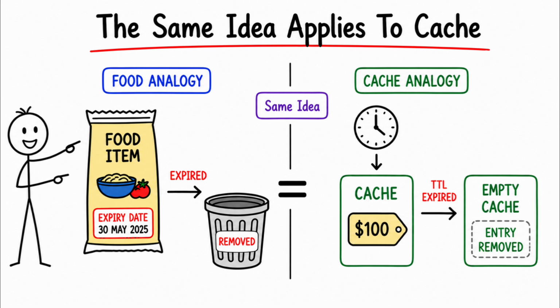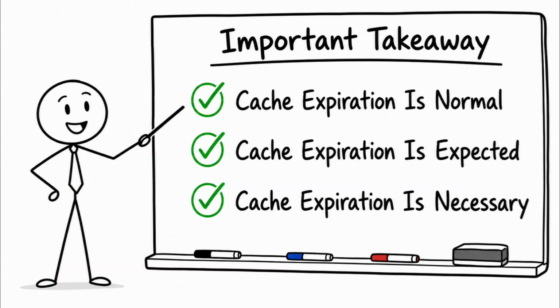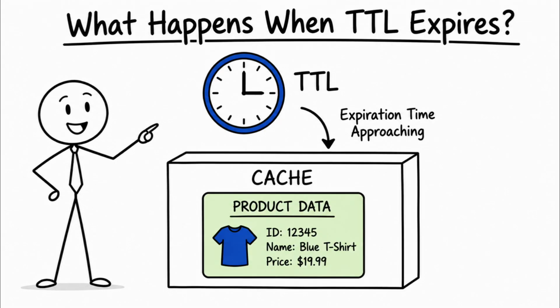Now notice something important. TTL is not a problem. TTL is actually helping us. Without TTL, users might continue seeing old data forever. So cache expiration is normal, cache expiration is expected, and cache expiration is necessary. Now let's see what happens when TTL expires.